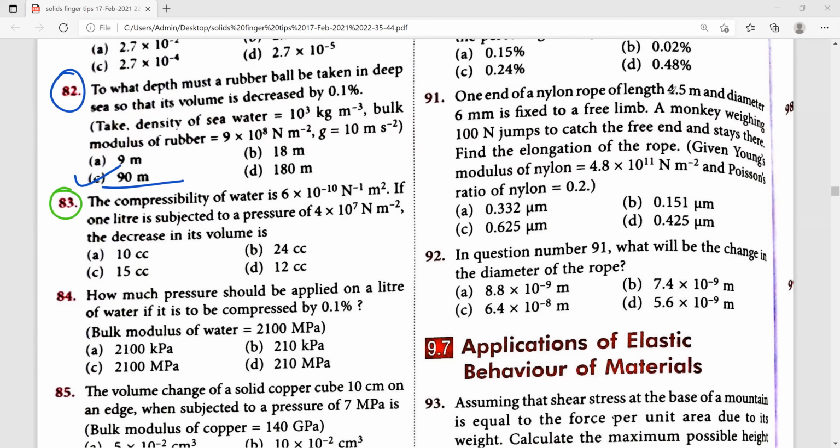Next, question 83. The compressibility of water is given as 6 into 10 to the power of minus 10 per Newton meter square. If 1 liter is subjected to a pressure of 4 into 10 to the power of 7 Newton per meter square, the decrease in its volume is asked. Four options are given, and we have to choose the right option.